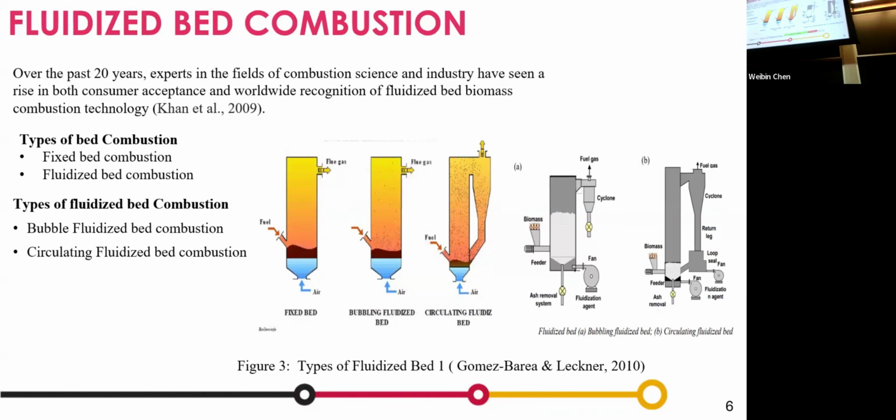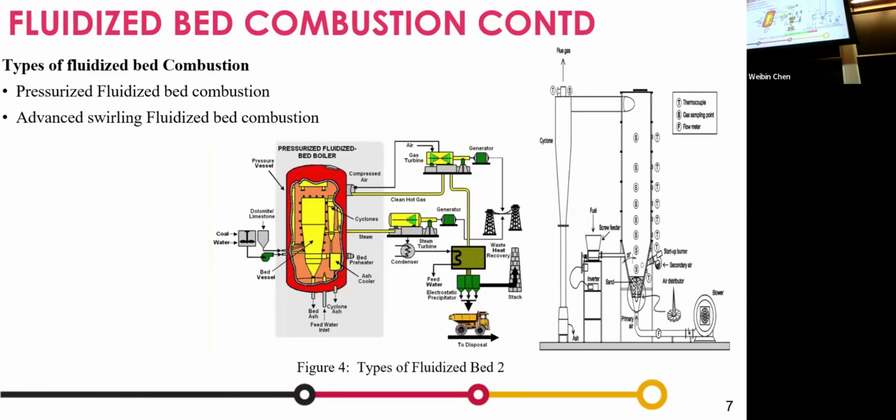There are various types of fluidized bed. We have the fixed fluidized bed. We have the fluidized bed combustion. Under it, we have the bubbling and the circulating fluidized bed. This is circulating, this is the bubbling, and this is the fixed fluidized bed. But for this research, I'll be focusing on the advanced swirling fluidized bed.